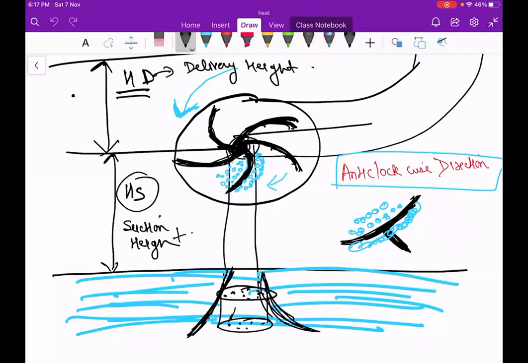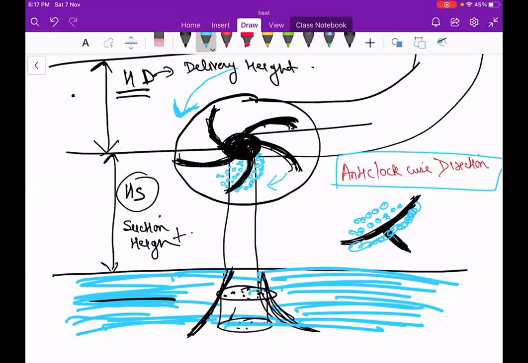The same thing will happen here. The moment the impeller rotates, some vacuum will be created at the center. So here at the bottom, what is the pressure of that water? Tell me.